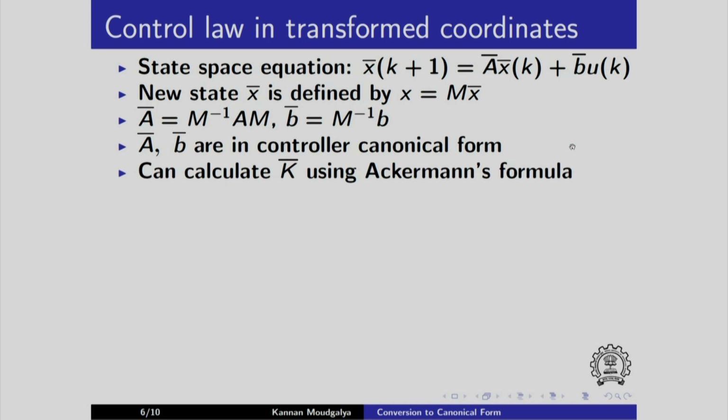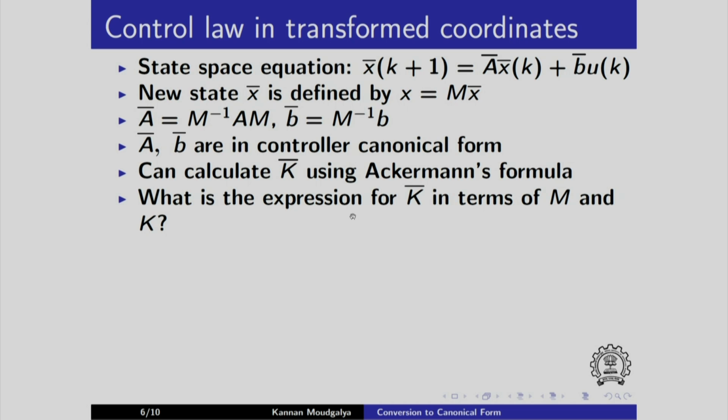A, B and A bar, B bar are in controller canonical form. Because these are in controller canonical form, I can use Ackermann's formula. And then we ask the next question, can I get this k bar directly in terms of M and k, so that k is already available and can be implemented directly.